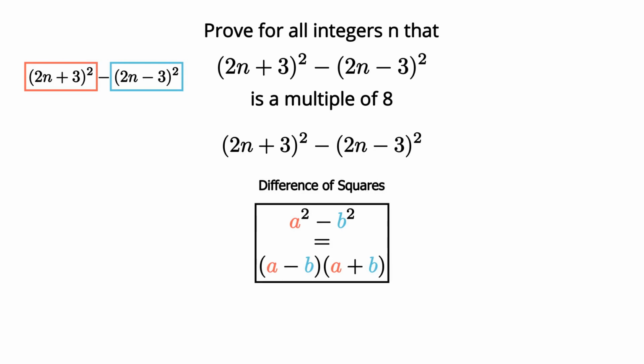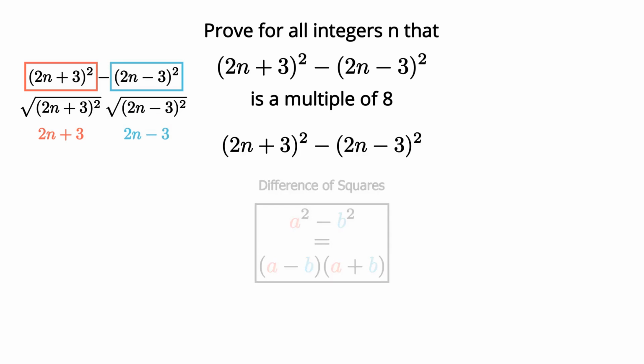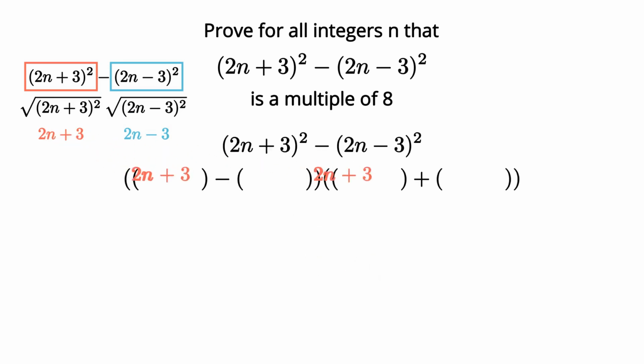Now to find a, we would just take the square root of (2n + 3)², which would just be 2n + 3. And to find b, we would take the square root of (2n − 3)², which would just be 2n − 3. So now that we have a and b, let's plug it into our formula to factor it. And when we do that, that'll give us (2n + 3 − (2n − 3))(2n + 3 + (2n − 3)). So now that we've factored it, let's kind of clean it up.